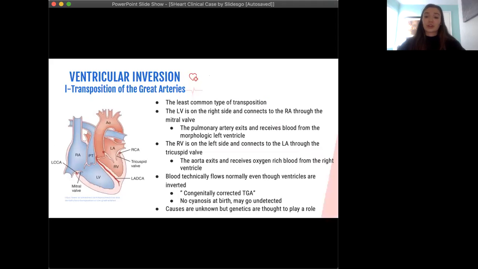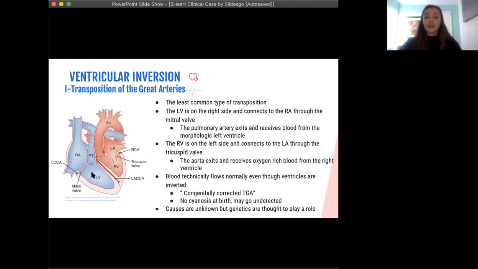So next we have ventricular inversion, which is also known as L or LAVO transposition of the great arteries. This is the less common type of transposition of the great arteries, or TGA. It is characterized by the left ventricle being on the right side and connecting to the right atrium through the mitral valve. So that's what we can see in this picture here.